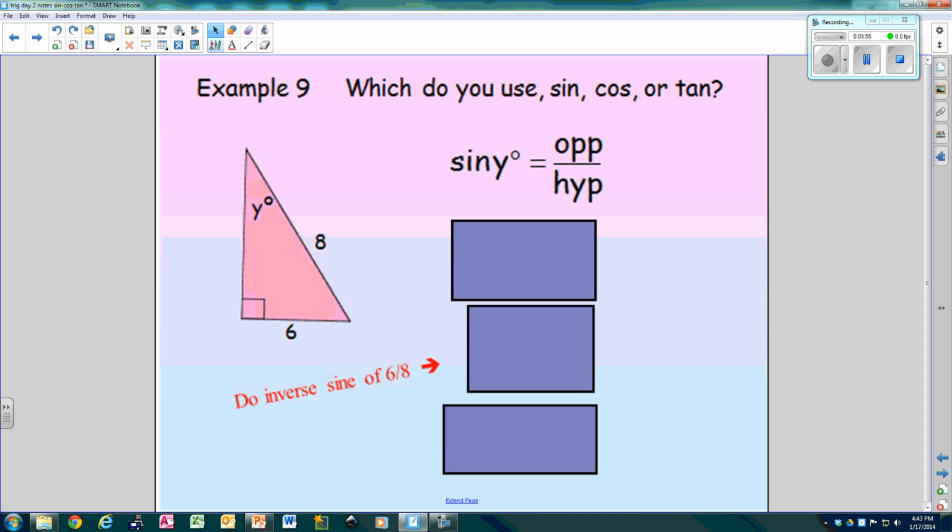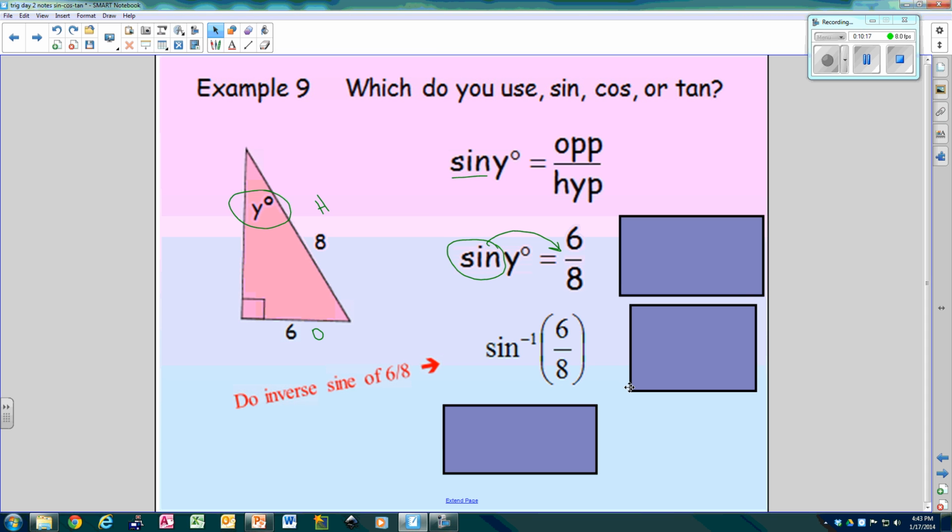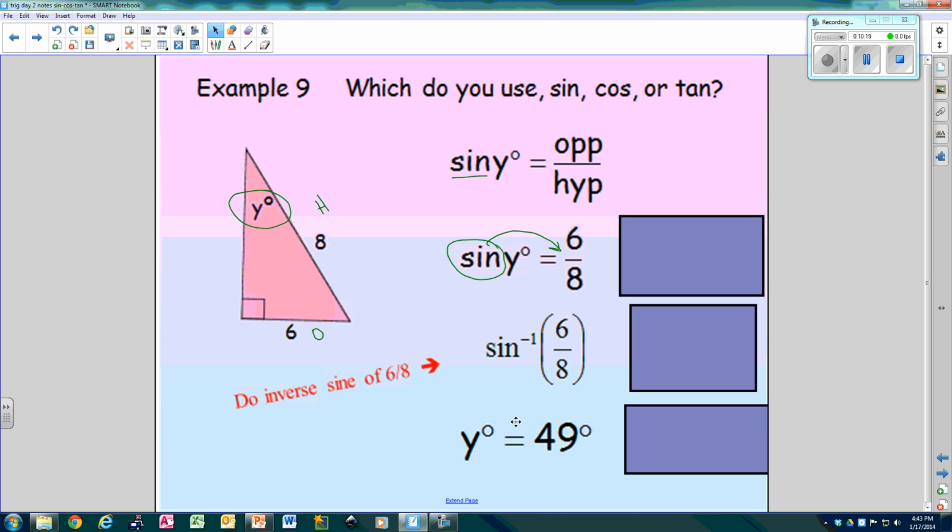All right, we've got angle y. This is opposite. This is hypotenuse. So we're going to use sine because we have an O and an H. So we plug everything in, 6 over 8. Move sine. So we're going to move this over to the other side. So it becomes inverse sine in the calculator, 49 degrees.